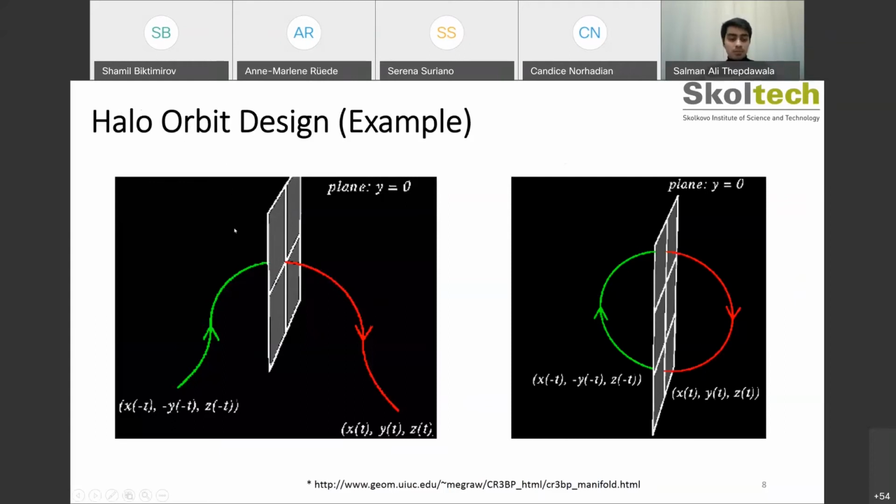In the three-body problem, if you take a plane at y equals 0, the xz plane, you see that the trajectory on the right-hand side has a mirror counterpart across the plane. This mirror counterpart is important because this symmetry can be exploited in the design of the periodic orbit. So if our trajectory crosses this plane perpendicularly, that means our mirror counterpart is connected with the true trajectory.